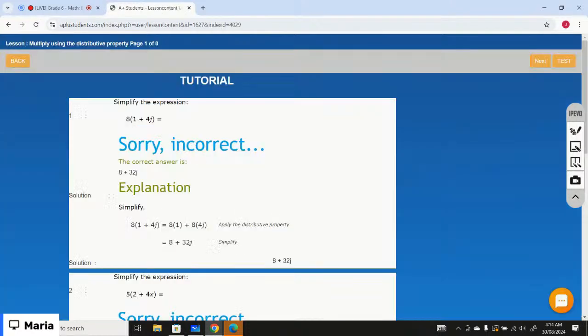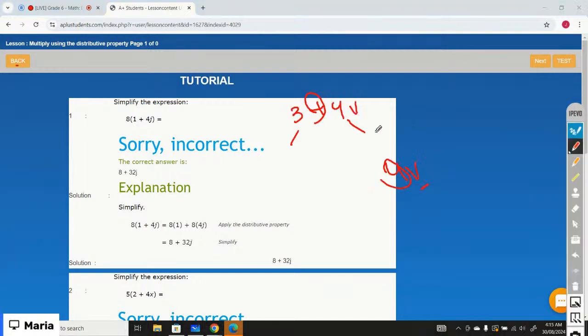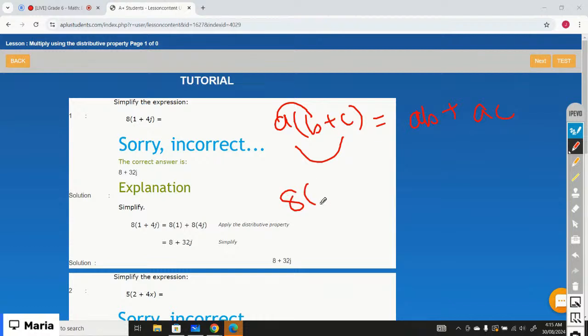So for now we're going to learn the distributive property, right? So what is distributive property? Distributive property is like this. That is a times b plus c. You have to do a times b, then you have addition sign, and then you have to do a times c, right? Now just look at the example given, that is 8 times 1 plus 4j.